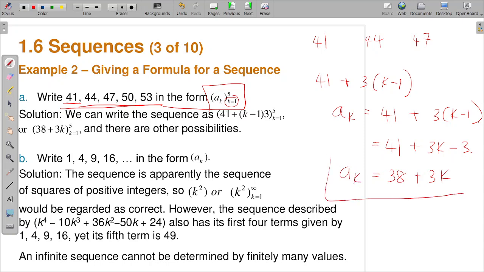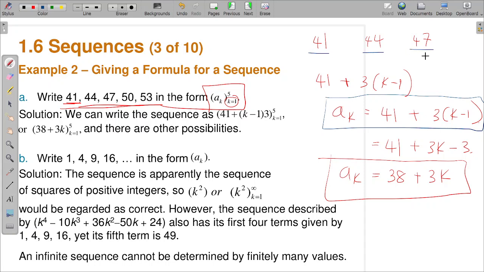So I can actually use this, or I use this, or I use this. You must make sure you test and see that each of them gives you each of the terms in the sequence. So we can define now our a_k to be this, and it will be counting from 1 to 5, and it will give us all of these. Please make sure that you understand how to do that.